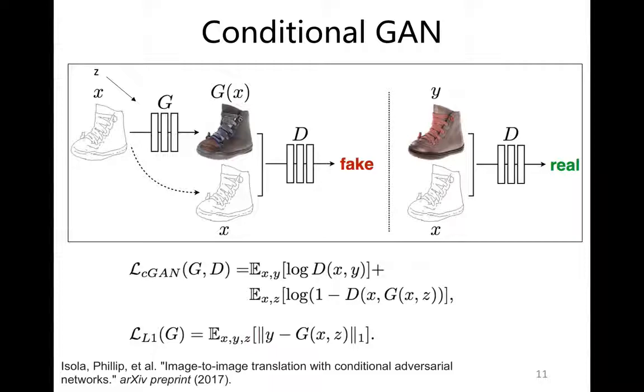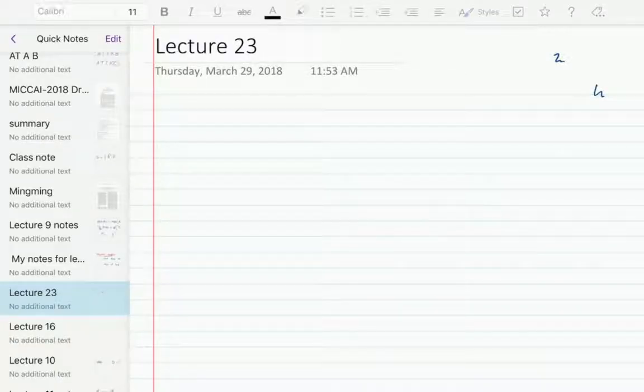Do you have any questions regarding this? People still remember the conditional GAN? If somebody, we can review the condition. So if you escape, then you can use this. Okay. And whenever you want to switch, let me know.